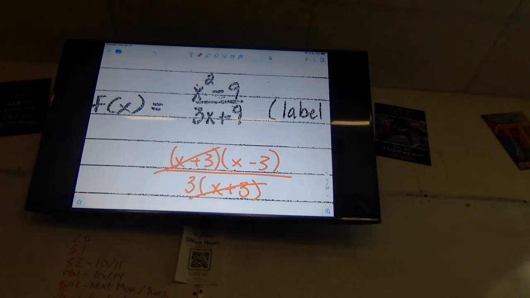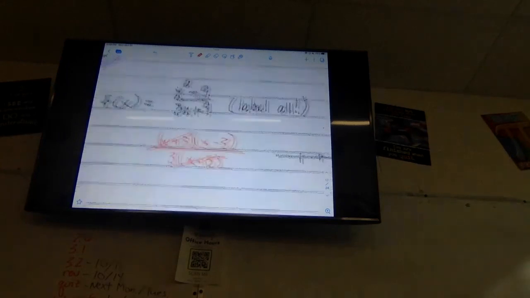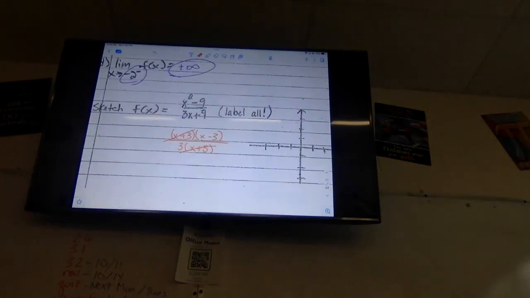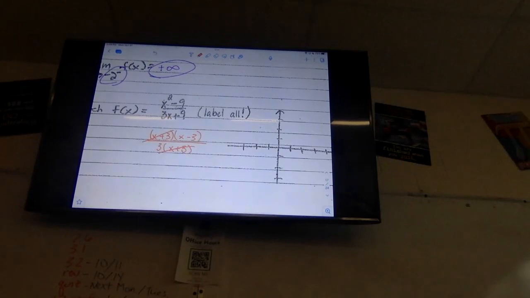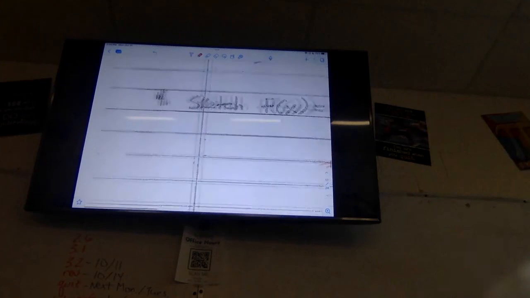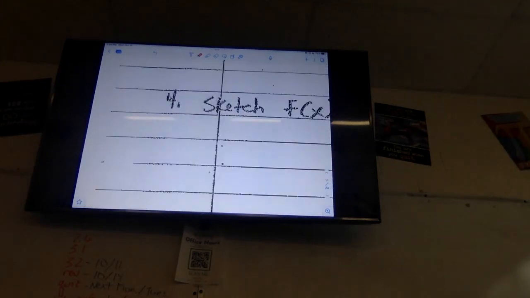Do you remember what happens to my canceled term? Do you know what that does to my graph? Can you remember? We haven't had one yet. Kind of. Ryan? It's a hole. Very good. It's an open circle.